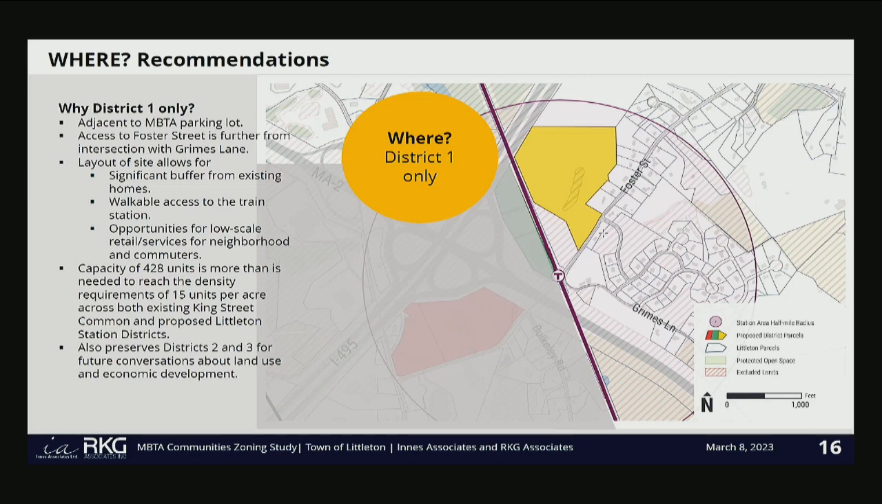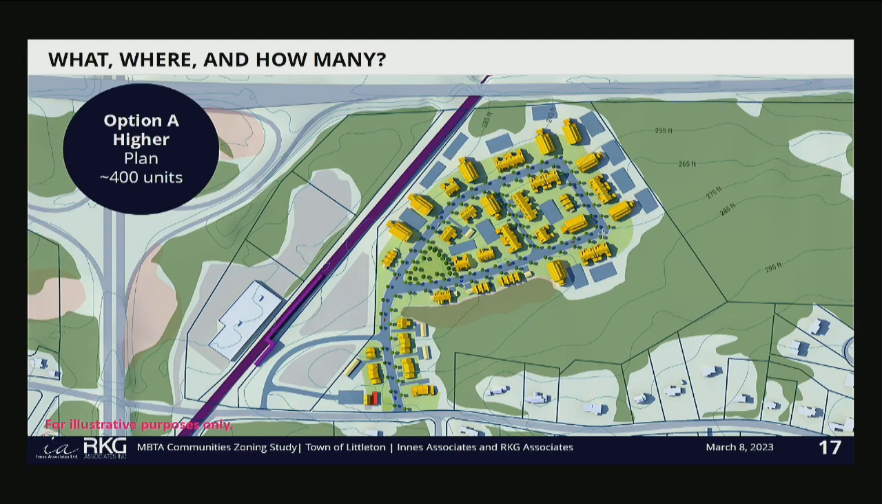It has that capacity of 428 units, but that's more than we actually need. So we're going to show you some options there. And as I said, it preserves 2 and 3 for future conversations about land use. So really, it was just looking at the characteristics of the districts. It's a little bit more flexible for development. It provides a potentially safer traffic option, although this isn't really about traffic.